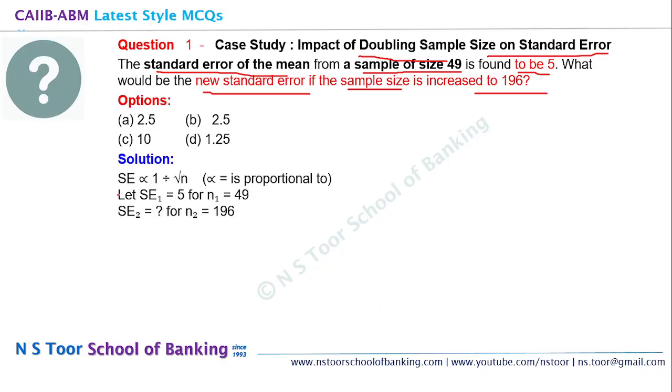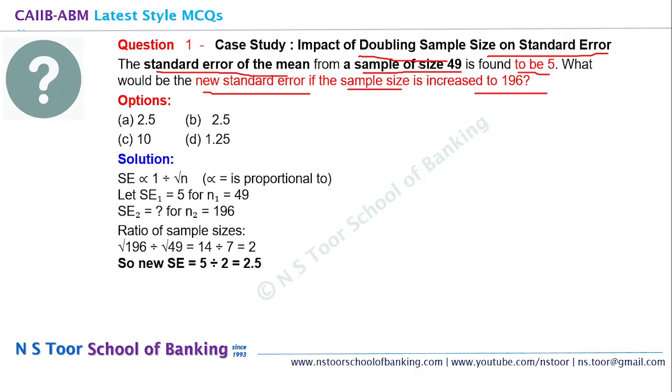So standard error is proportional to 1 divided by square root of n. In this case, what is the standard error? It is 5. What is n1? n1 is equal to 49. So what is the ratio? And for n2, we have to find out the standard error for a sample size of 196.